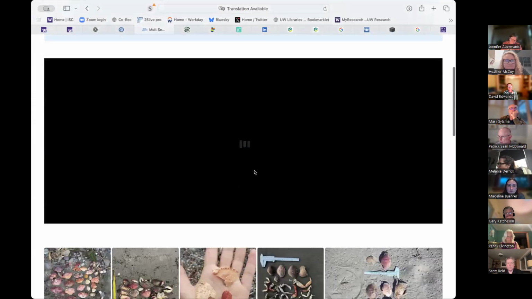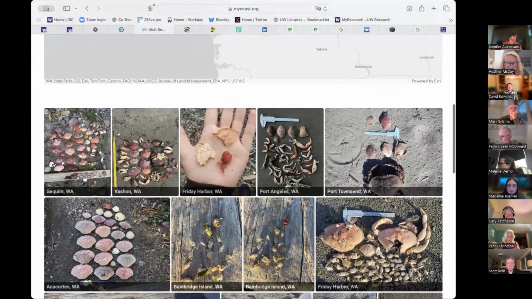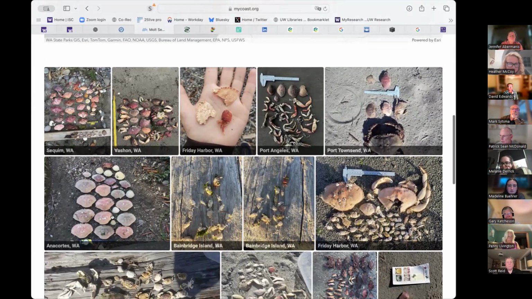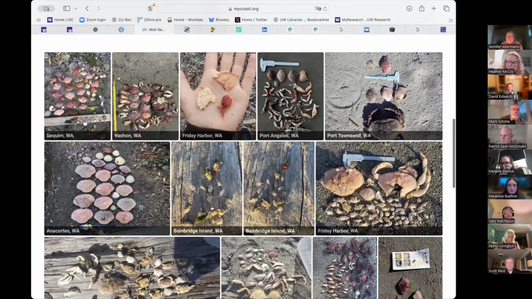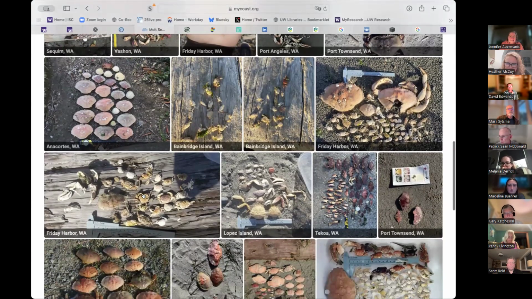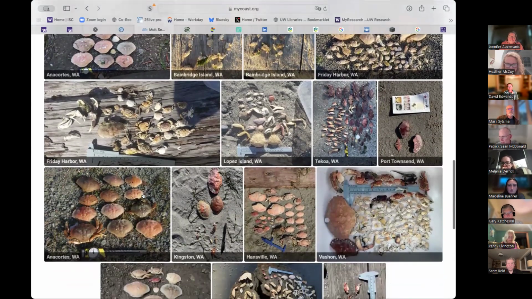This is what the reports look like. Folks will just do their time search on a beach and collect molts, and then photograph those molts and upload those to My Coast. So what you're seeing is a whole bunch of examples of molts people were finding on the beach. Most of these are Dungeness crab or other native crab species. And so, no news is good news in this case.